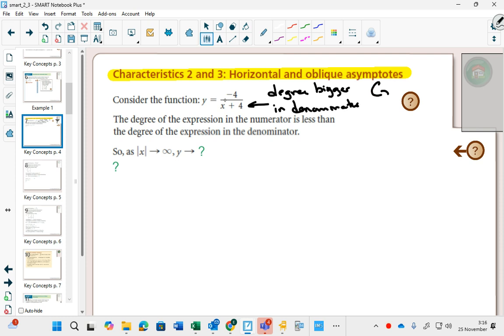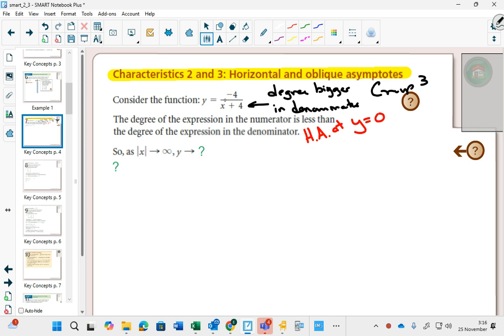I mean, you don't have to remember from before this was group 3, but you can if you want. You just have to know, hey, the degree is bigger in my denominator. That will always mean I have a horizontal asymptote at y equals 0. It's the easiest one.